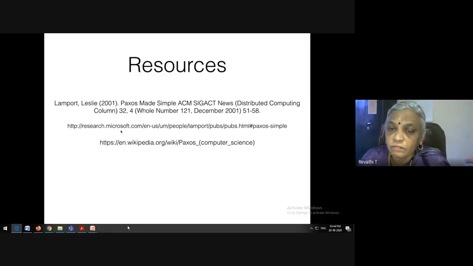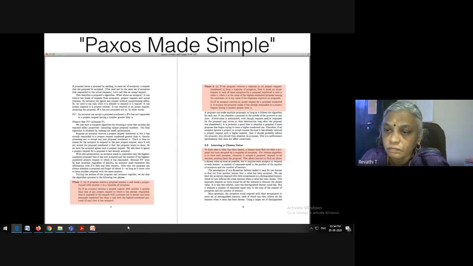You can download the paper here, and you can also read about it in the Wikipedia page for Paxos. So here are the relevant pages for our talk today.